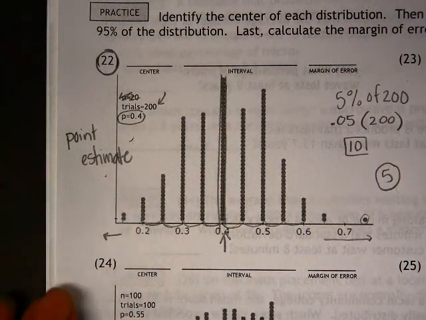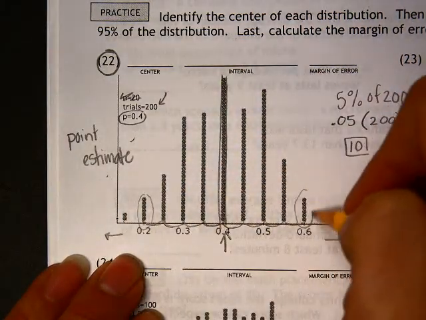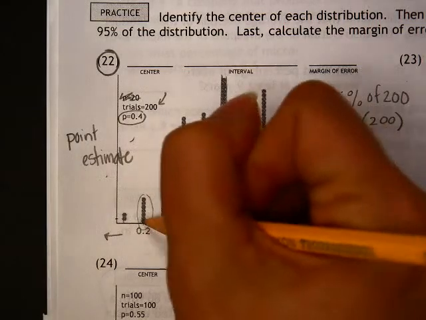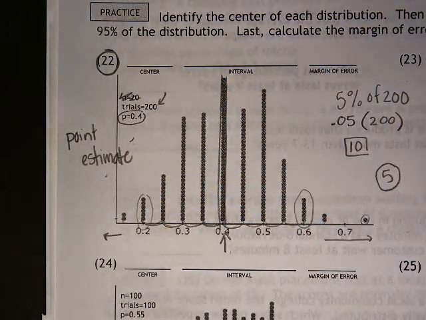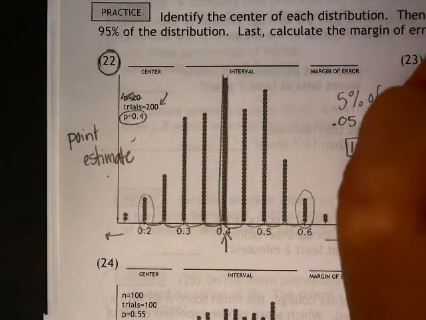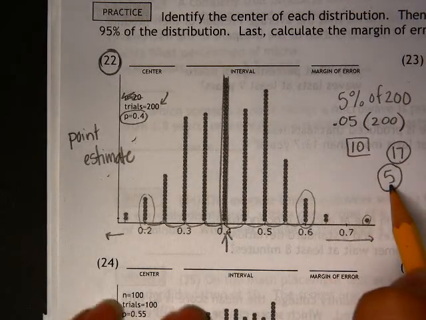So my other option is to get rid of all of these and all of these. Well, now that's a lot, because this is 1, 2, 3, 4, 5, 6, 7, 8, 9, 10, 11, 12. So that puts us at 12 plus 5 is 17. So my two options of dots to get rid of is 5 or 17. 17 is a lot farther away from 10 than 5 is.